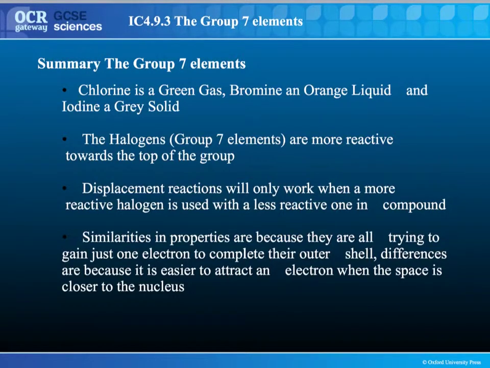So in summary, chlorine is a green gas, bromine an orange liquid, and iodine a grey solid. The more reactive halogens are at the top of the group. Displacement reactions only occur when a more reactive halogen is used with a less reactive one in compound, and we can explain reactivity through the similar property that they're all trying to attract an electron into their outer shell, and it's easier to do so when the space that the electron is being attracted into, if you like, is closer to the nucleus.